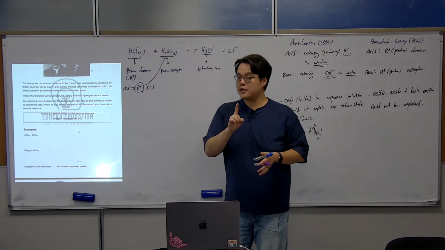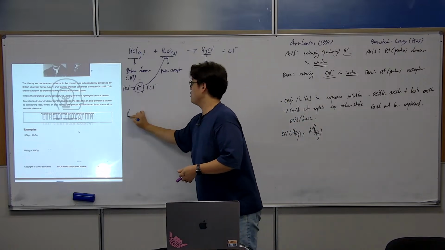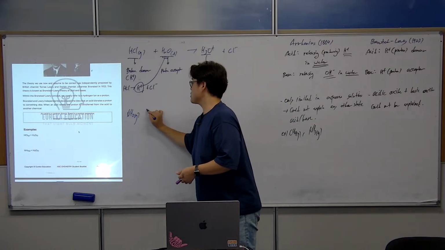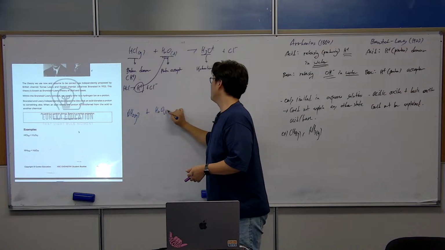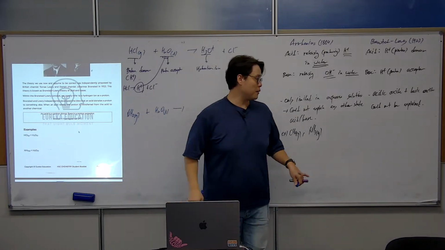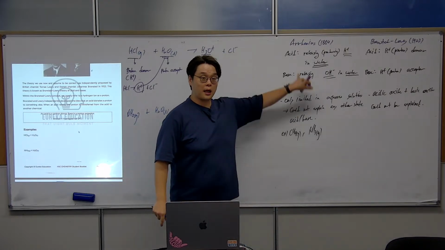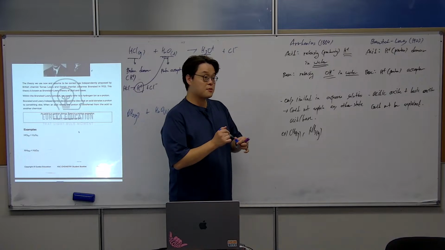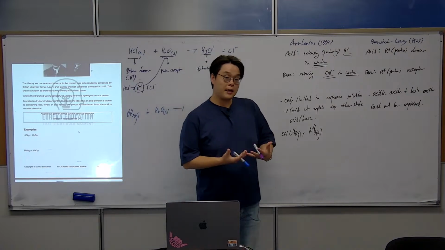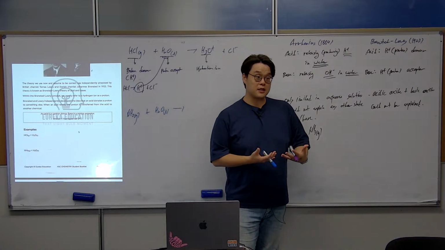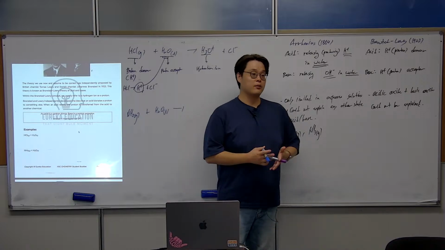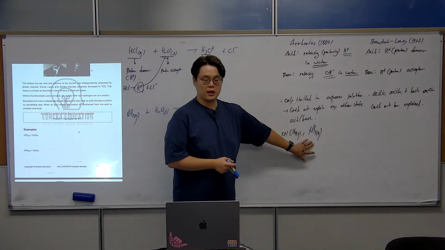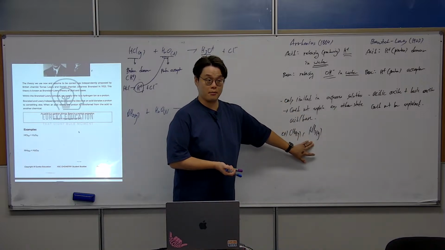Let's go for another example, which is ammonia gas reacting with water. Remember that ammonia was one of the main limitations of Arrhenius. Arrhenius couldn't explain why ammonia works as a base. It shows some basic characteristics, but using his definition, it couldn't be explained at the time.